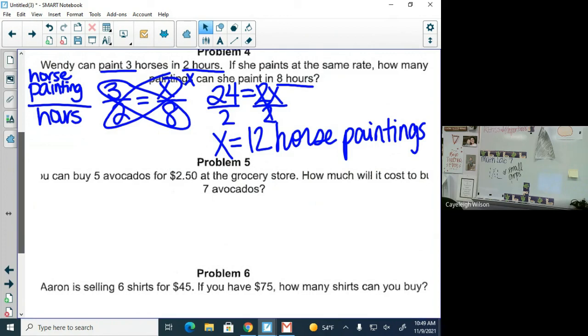2.8. But it's money, so you have 2 decimal places. Okay, so I want you to make sure you write labels out.